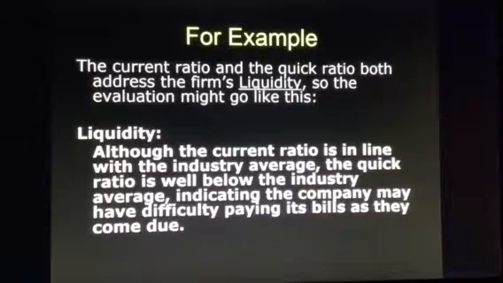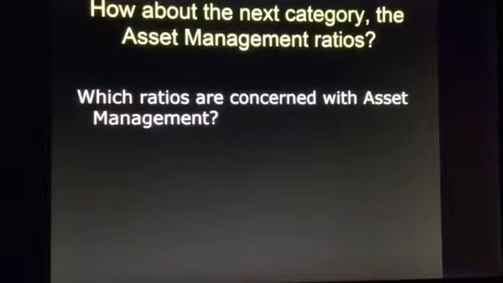These ratios only compare balance sheet amounts, and so they say here's the relative position of current assets to current liabilities, or quick assets to current liabilities at a point in time. But relative to the industry average, this company is not in as good a position to pay its bills on time. Let's move on to asset management.